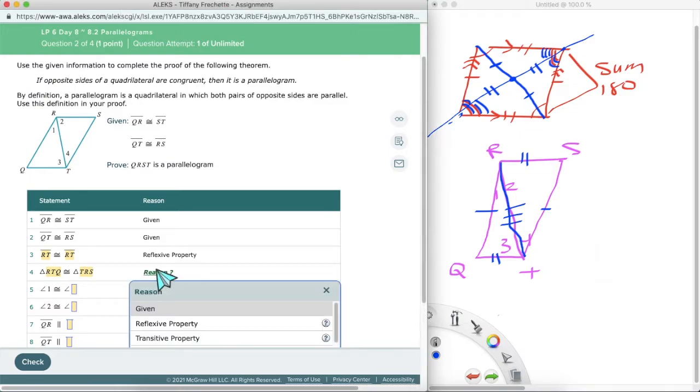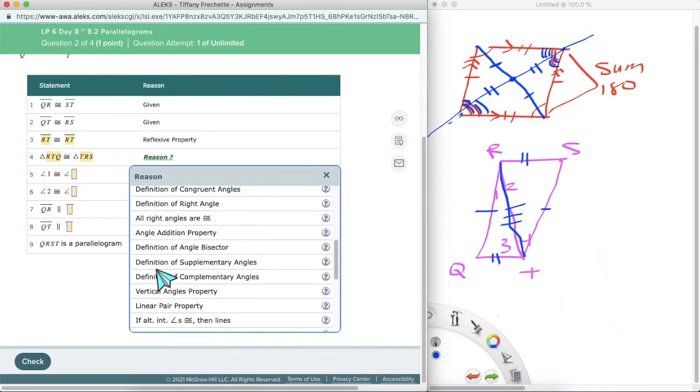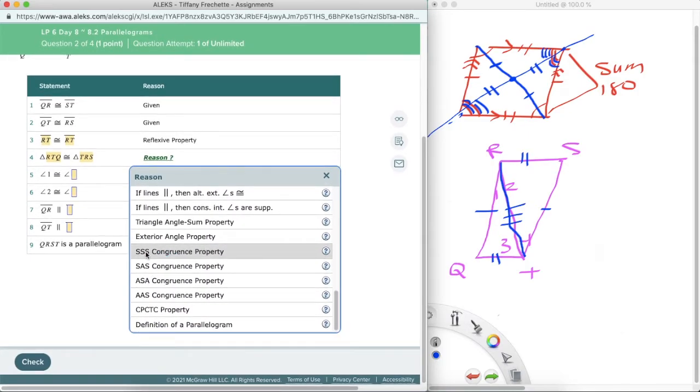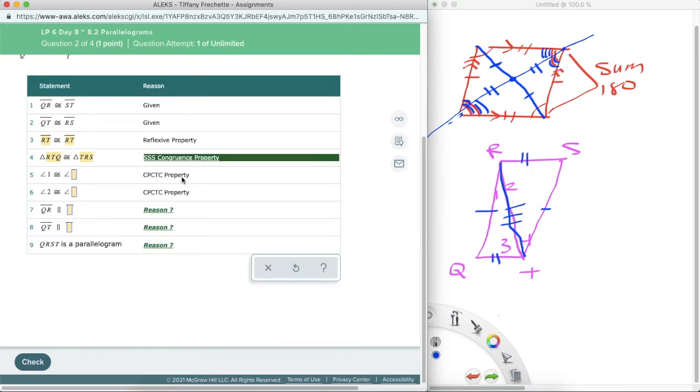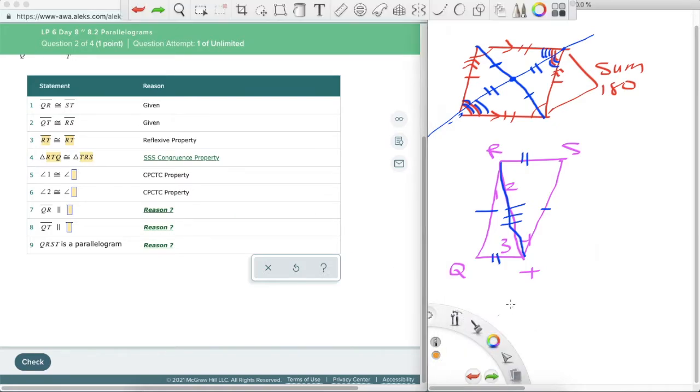So I want to go down to, usually these are at the bottom, side, side, side congruence, and they've shortened that to be SSS. So I'm showing that all three sides of one triangle are congruent to all three sides of the other triangle. So now that I know the triangles are congruent, I can use CPCTC. Corresponding parts of congruent triangles are congruent. That's what CPCTC stands for. So now I can say that angle 1 is congruent to angle 4 because they're corresponding to each other. And it's R and T, right? R is 1 and T is 4.